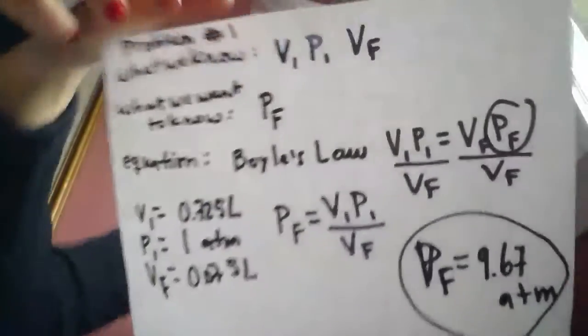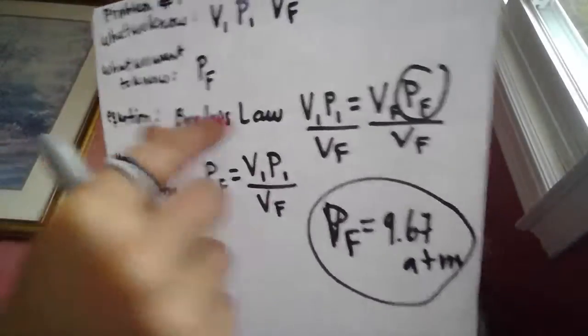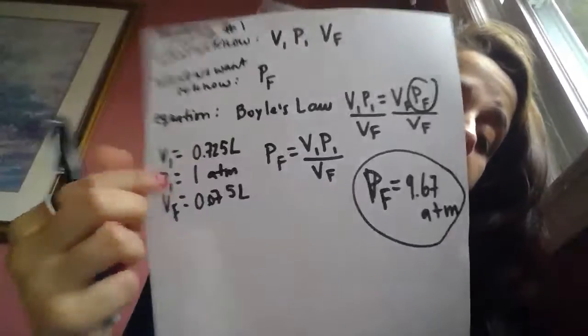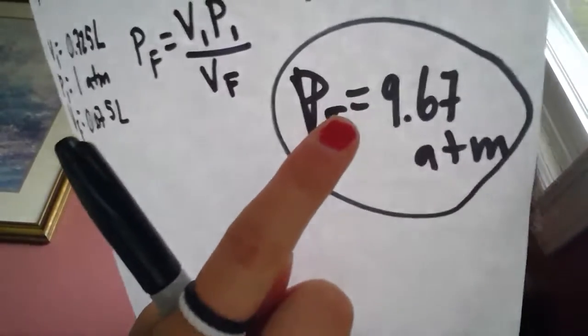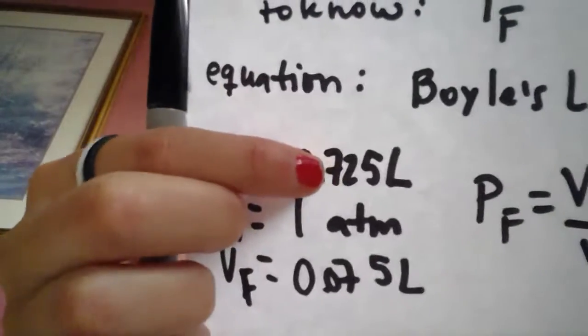A way to double check yourself is what you expect to happen given our law. As pressure goes up, we expect volume to go down and vice versa. In this problem, we see volume going down, so we would expect pressure to go up. And our pressure goes from 1 atm to 9.67 atm, which is a big jump. That's what we would expect because volume goes down by quite a bit as well. Our volume went from 0.725 to 0.075.